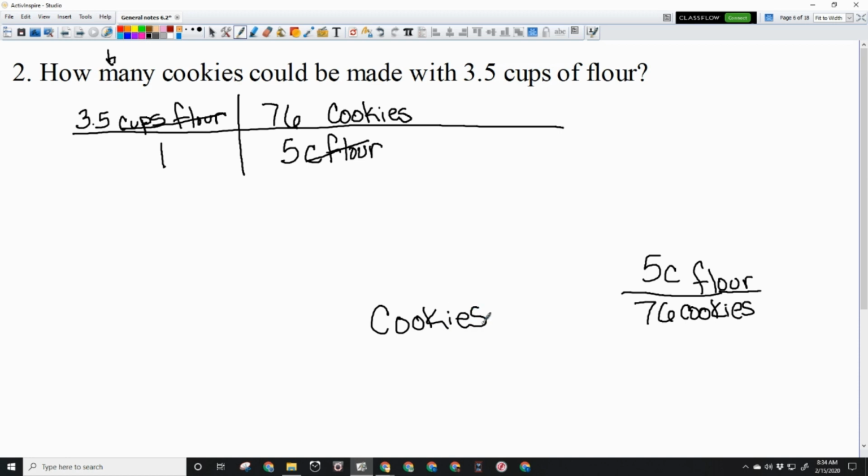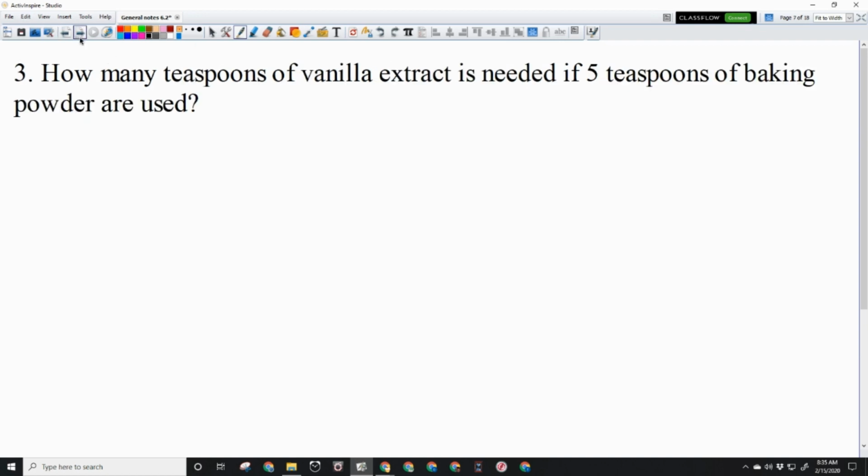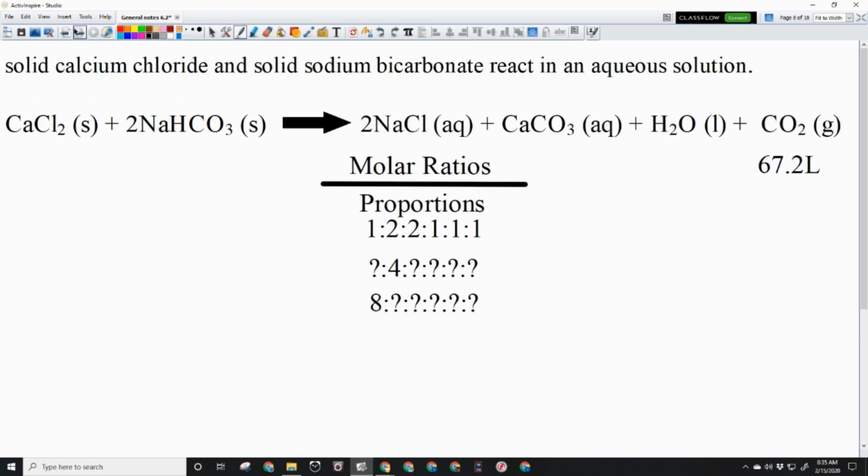All right, so grab your calculators again. We have 3.5 times 76, and that's going to all be divided by 5. That's going to give us 53.2 cookies. 53.2. All right, so how many sig figs do we need? We only need 2 sig figs. So we can drop this 2 off. So we can bake 53 cookies. 53 cookies. All right. And we could keep using our recipe to do that.